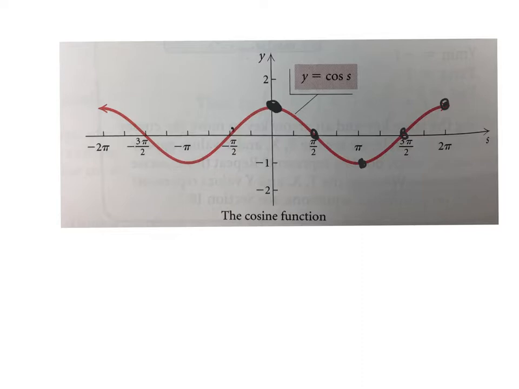And you can go backwards. Negative pi over 2 is 0. Negative pi is -1. Negative 3 pi over 2 is 0. Negative 2 pi is 1.